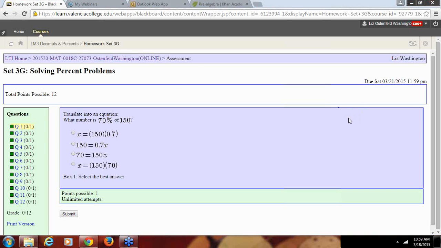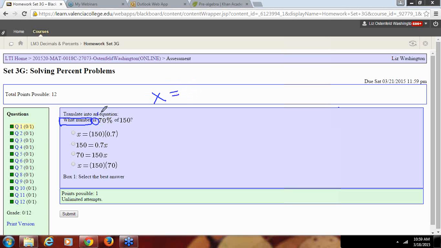All right, so translate into an equation. It says what number is 70% of 150? So every one of these words pretty much stands for something. And the first thing you want to learn is that whenever you see it say what number, you're going to use a variable. Okay? Because that's what you're trying to solve for. That's what you don't know. Whenever you don't know something, you give it a variable. The word is an equal sign.